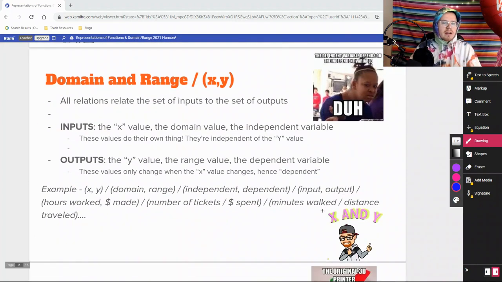Domain and range correlates to your x and y, and all relations relate the set of inputs to the set of outputs. So every input gets mapped to a specific output. It doesn't have to be specific necessarily in the case of a relation, but the x value, which represents your input, which represents your domain value, which represents your independent variable. So make sure you have that word association between all of those.